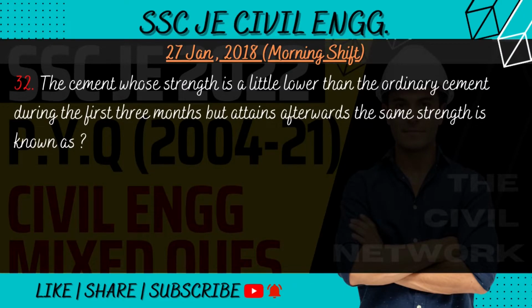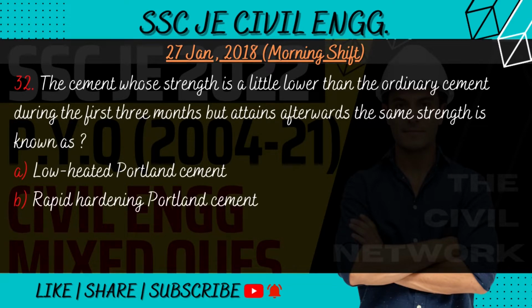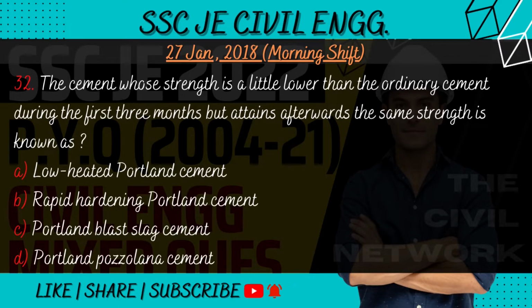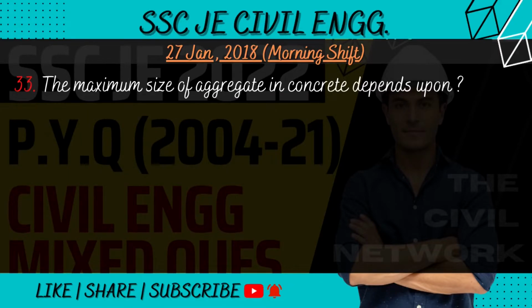Question number 32. The cement whose strength is a little lower than the ordinary cement during the first 3 months but attains afterwards the same strength is known as. Your options are A low heat Portland cement, B rapid hardening Portland cement, C Portland blast slag cement, D Portland pozzolana cement. Your correct answer is option number A, low heat Portland cement.